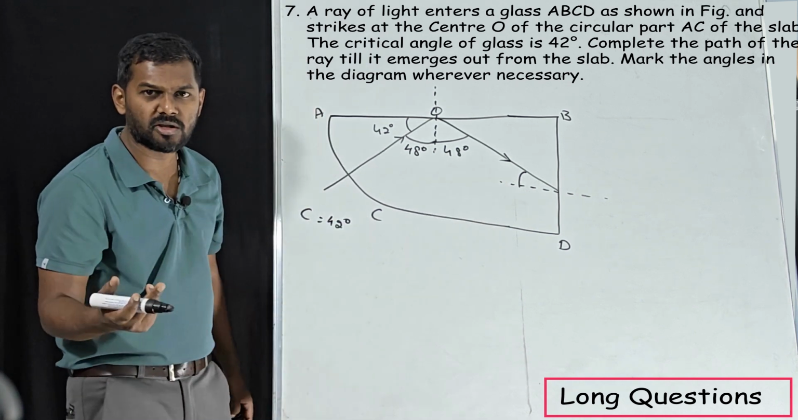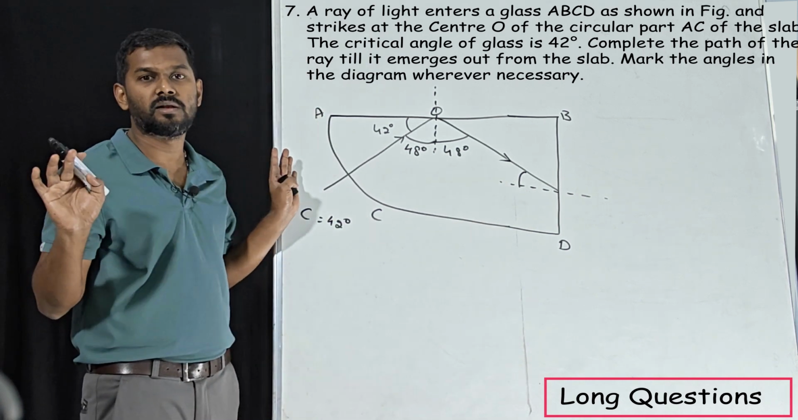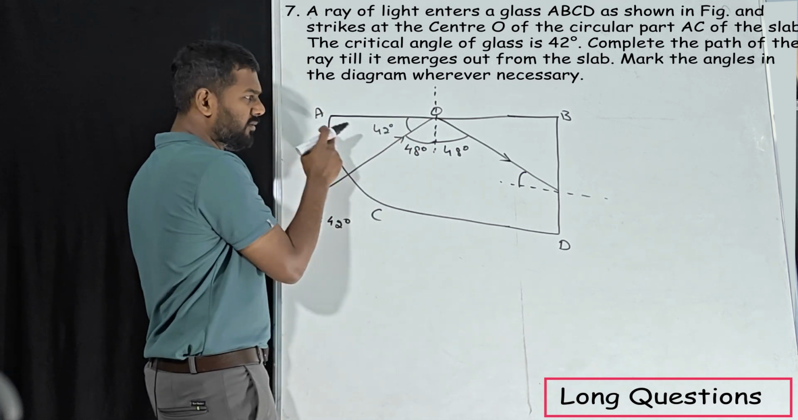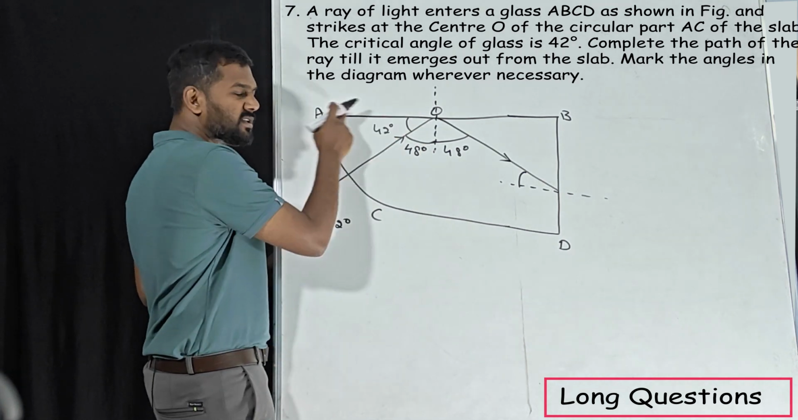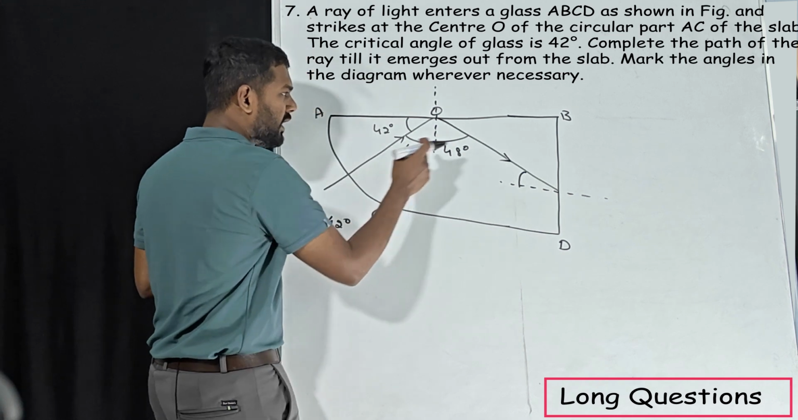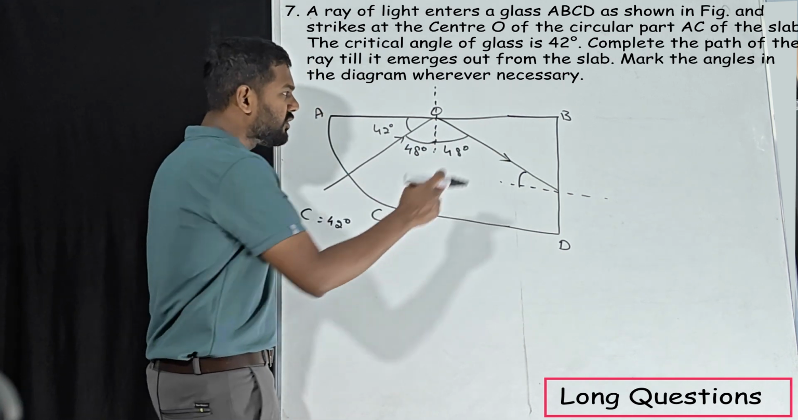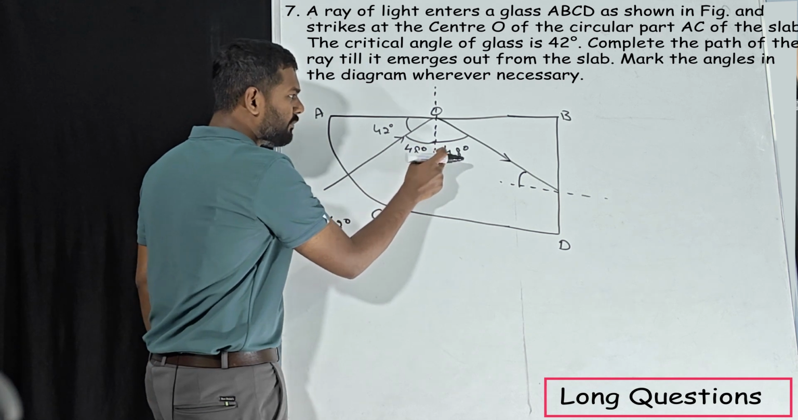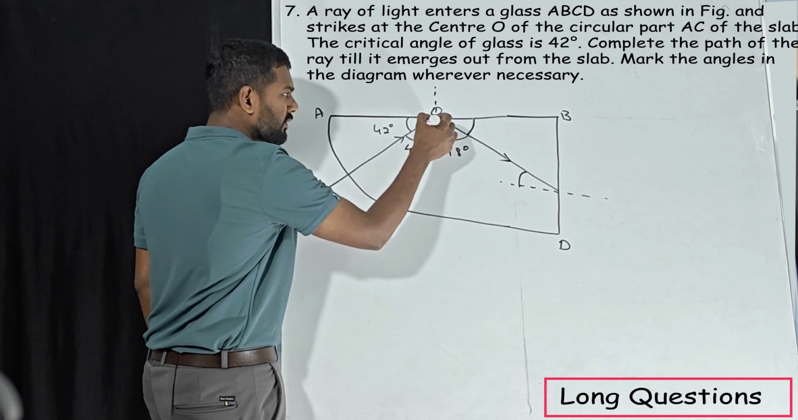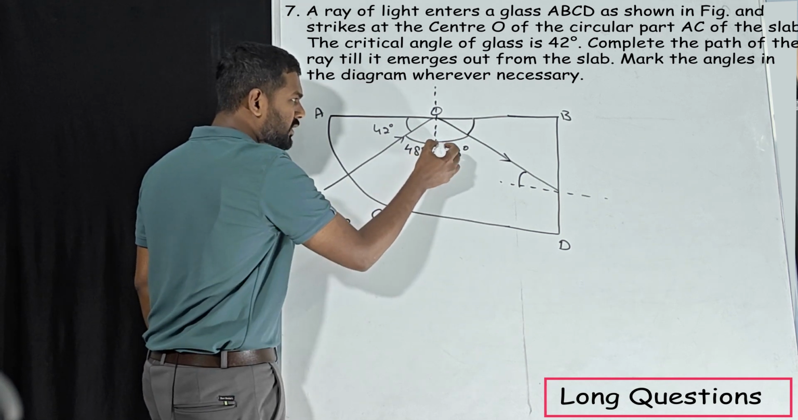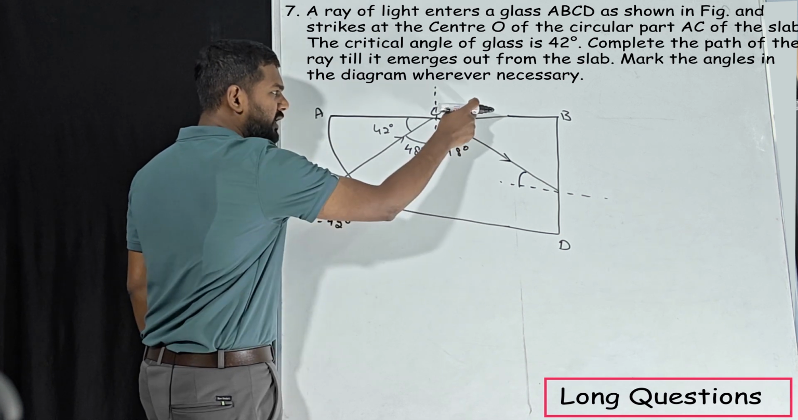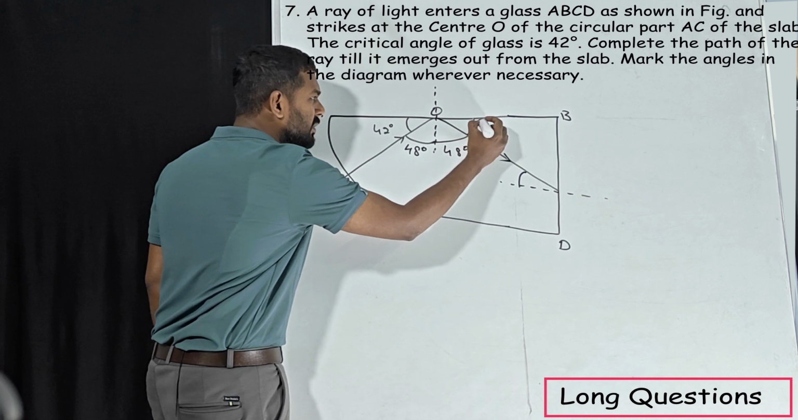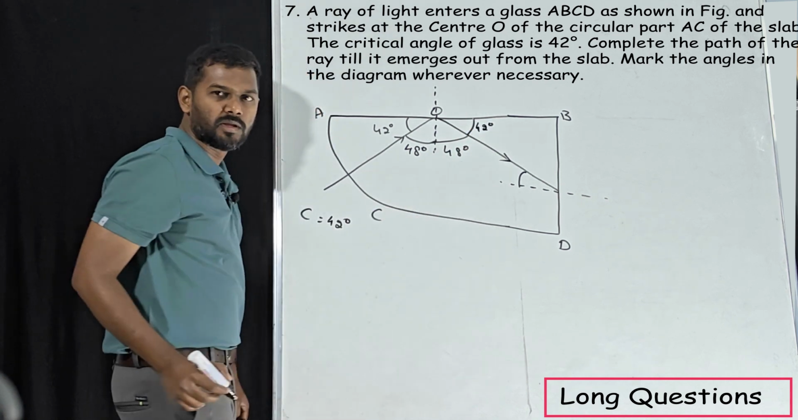So what I have taught in the concept video: first find the triangle. Where is the triangle here? This triangle is not required. This part is not a triangle. Here we have the triangle. So first find the angles of the triangle. If this is 48, this will be 42. From this line to the surface, it is 90 degree. Some part is 48, this will be 42.